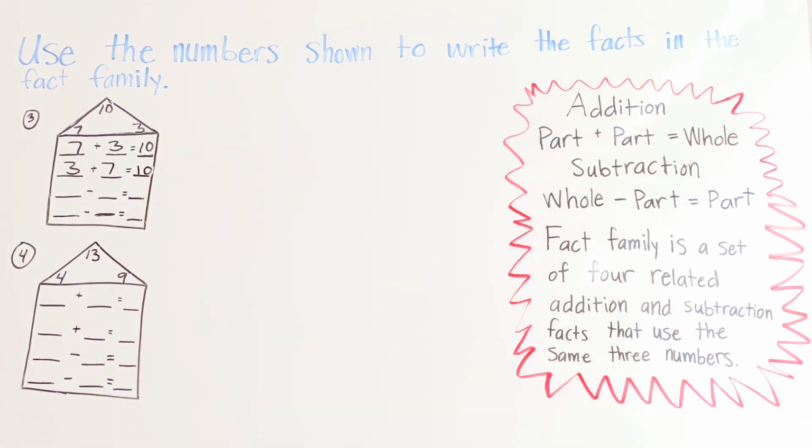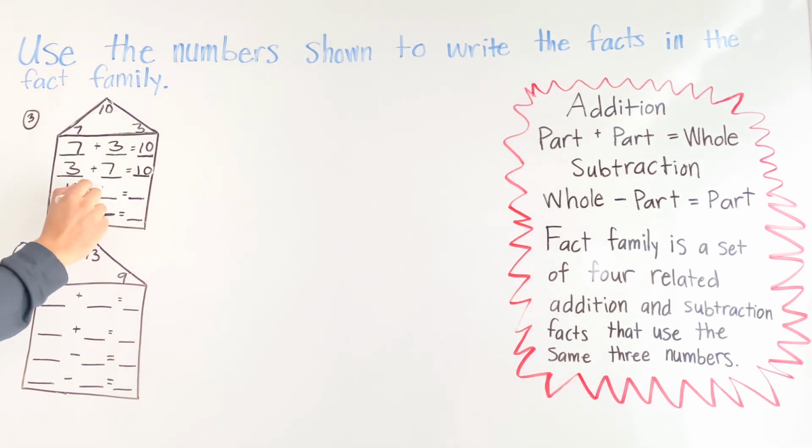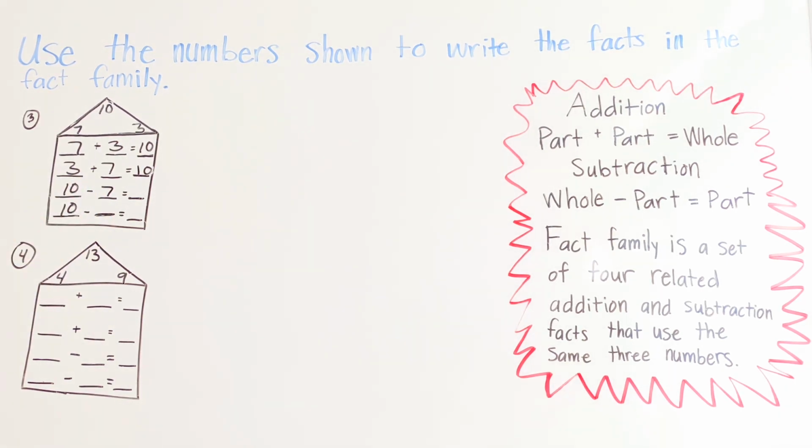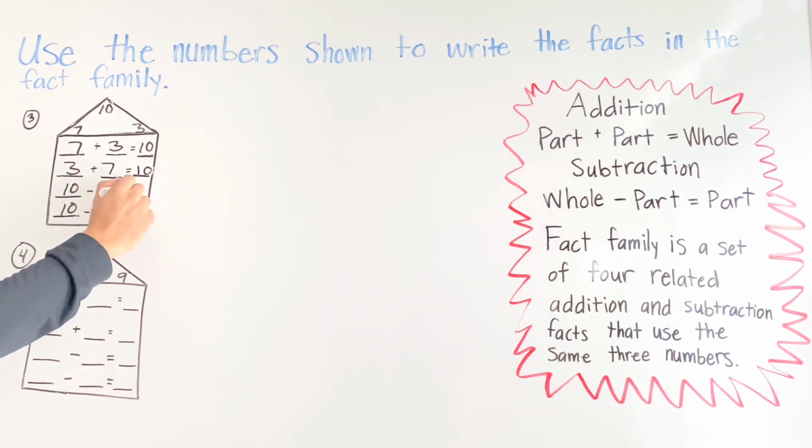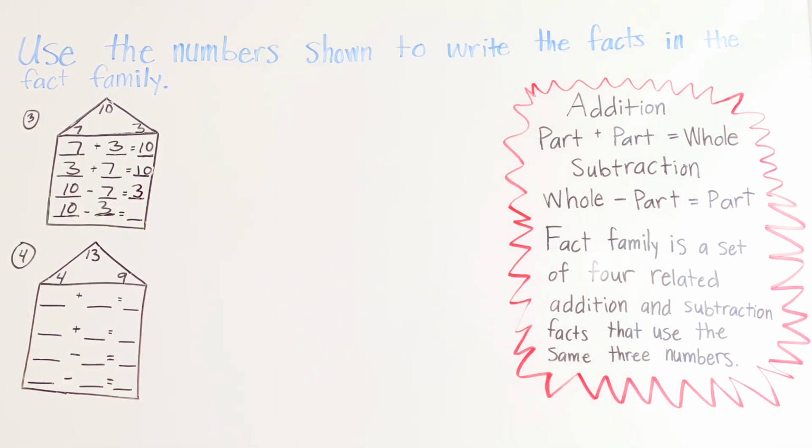And for our whole, we're gonna be using 10 for both of the subtractions. And then we're just gonna switch. So we're gonna start with the first one with the 7. So that means we're gonna use the other part, which is gonna be 3. Okay, and then 10 minus 7 has to equal your other part, and your other part is gonna be 3. So 10 minus 7 equals 3. And then 10 minus 3 is gonna be 7.